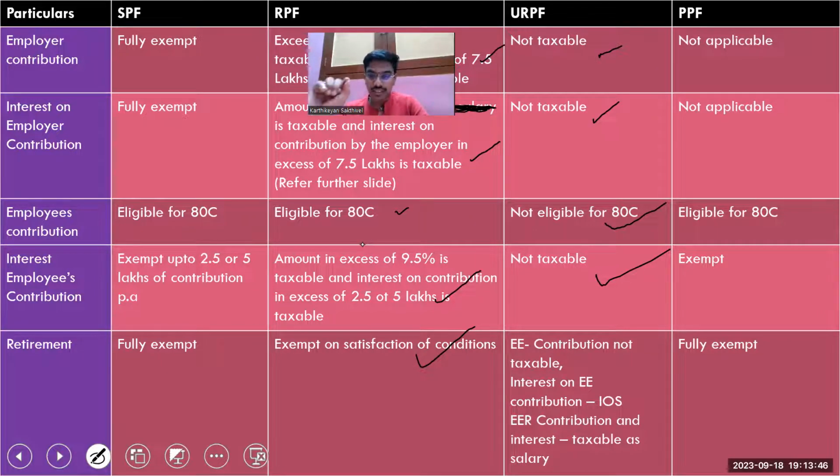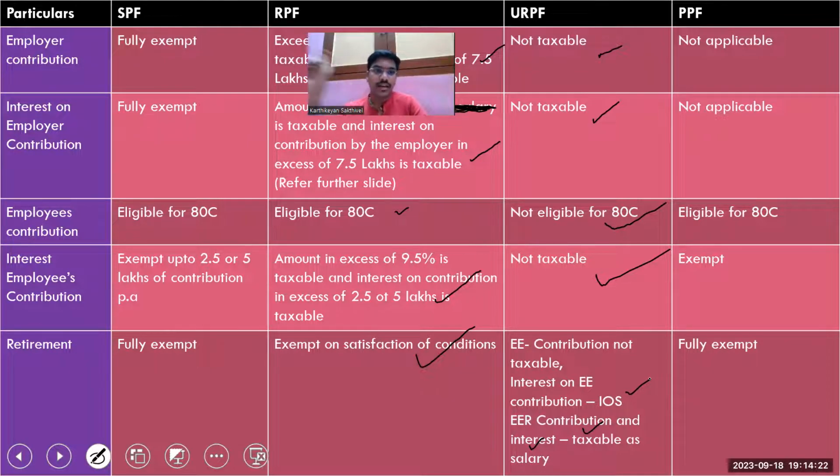As far as taxability is concerned, the employee's contribution is not taxable primarily because that is his application of income. Right. However, interest on the employee's contribution is taxable under the head income from other sources. The employer's contribution is an income to the employee. It is not taxed at the time when it is contributed, but when it is received by the employee, it is taxable. So the employer's contribution is taxable, and interest on the employer's contribution is also taxable as salary. Only interest on the employee's contribution is taxable as IOS. That is in relation to the unrecognized provident fund.